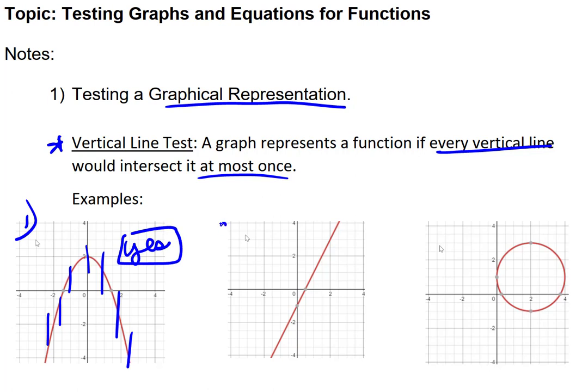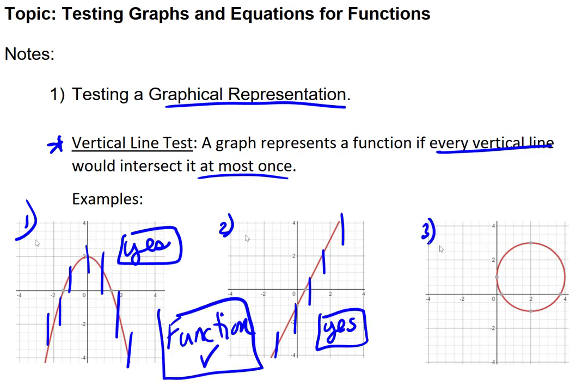Our second example is that of a line that intersects the x and the y axes, going from bottom left to top right diagonally. But again, if you draw some vertical line segments randomly through that line, you'll notice that there's no way it's going to cross more than once anywhere. And so as well, we would say, yes, this graph represents a function.